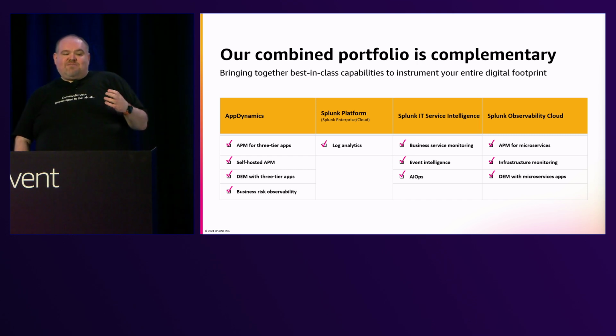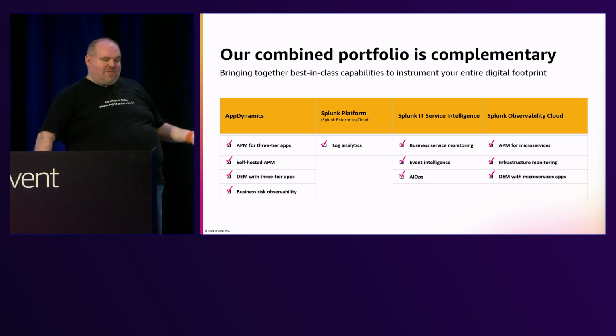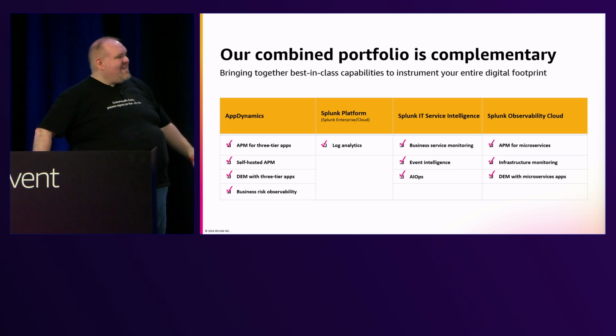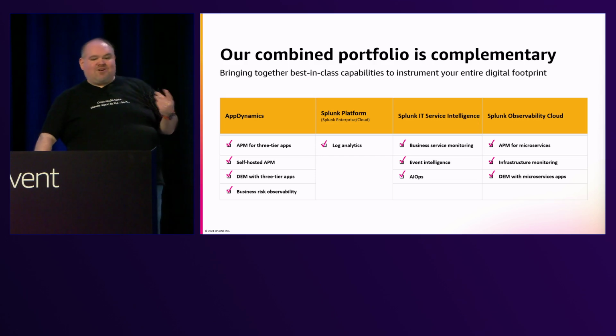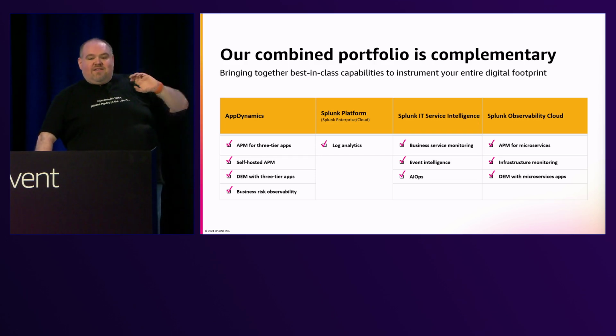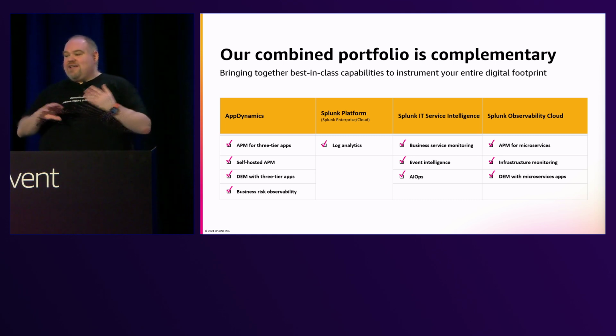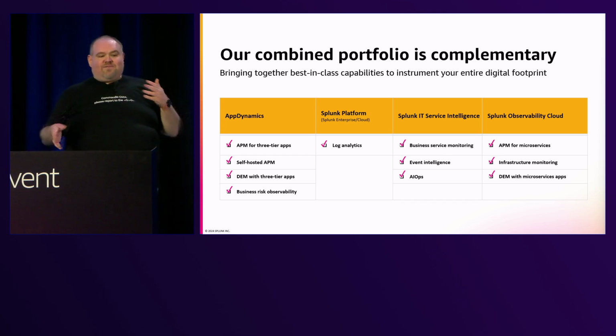So these are the best in class at these things. Splunk platform is the best log analytics platform. ITSI is the best business service monitoring platform. AppDynamics is the best self-hosted on-premise APM product. Observability Cloud's the best at APM for serverless, for microservices, for Kubernetes. So you can really get the best of everything from one vendor, one price list, one sales rep. It's a lot easier than having to deal with 14 different folks.